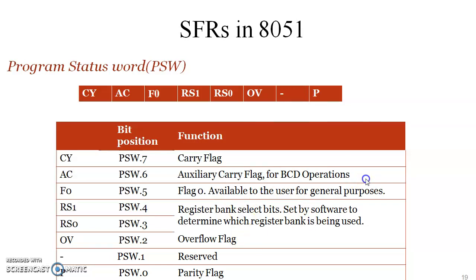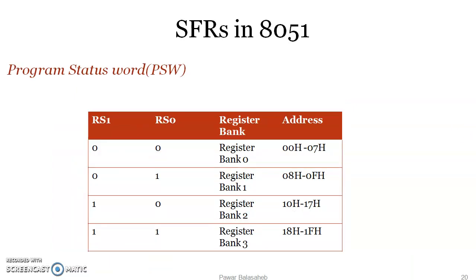Next, the overflow flag. Whenever the data overflows, this flag will be set. Then next, the reserved portion and parity. Depending on odd and even parity, that particular bit will get set and reset.